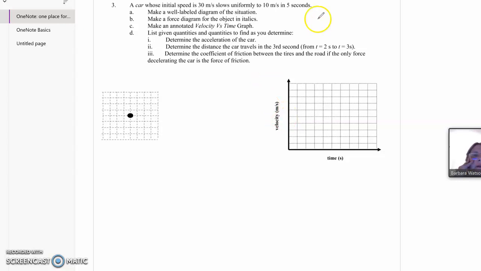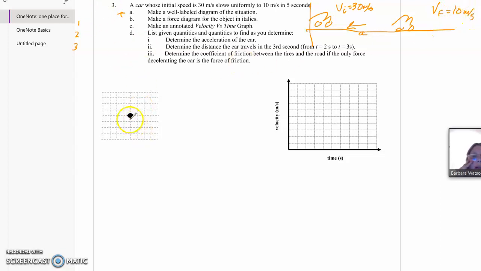Okay, here we go. So let's follow the rules here. 1, 2, 3. Free body diagram, right? And here it asked me to make a well-labeled diagram first. So there's my car. There it is later. No reason to think it doesn't start at the origin. It has a V initial of 30 meters per second. It's slowing, so the acceleration opposes in direction, right? There's the ground. And then later it has a V final of 10 meters per second.